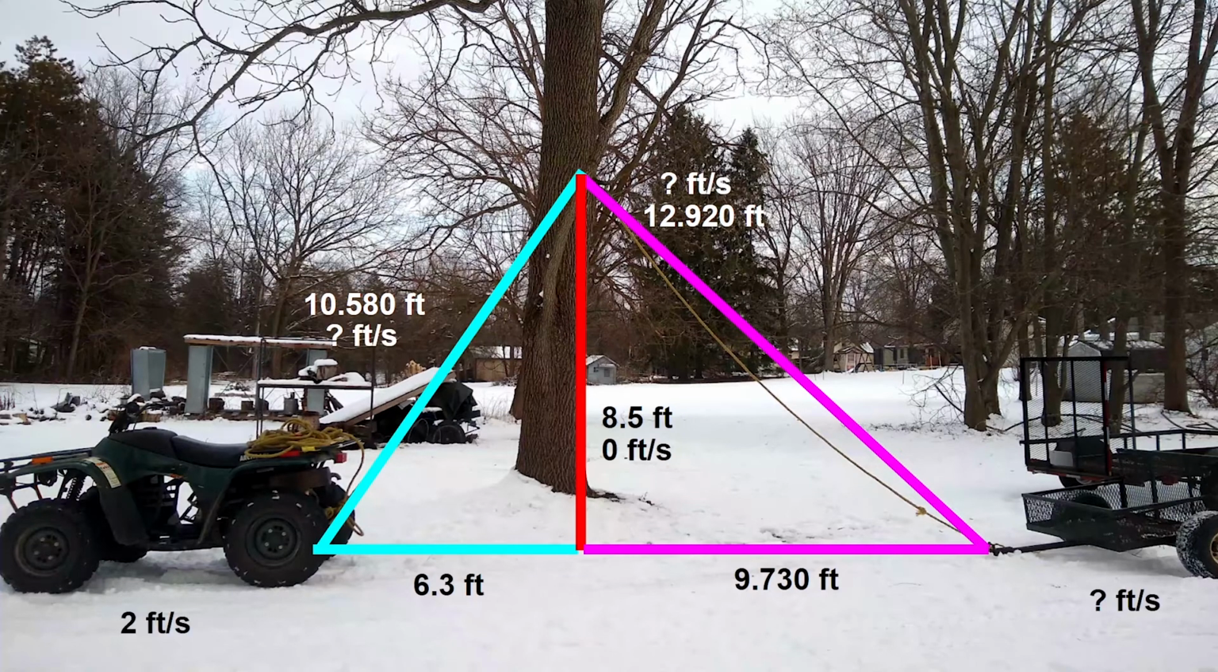9.730 feet. So now that we've solved all the lengths for both of the triangles, we now need to solve the rates. So the rates that we do not know currently are the rates of change for both the hypotenuses and the leg. We do know that this leg down here is going to be changing at 2 feet per second, and that this leg, the one that is shared by both triangles, does not change at all since it is measured from the ground to the branch, which is a static variable.